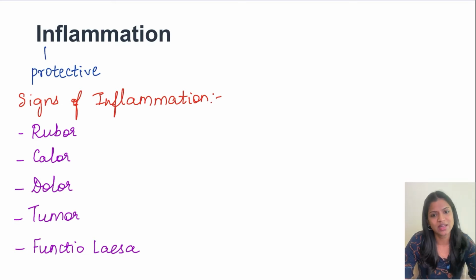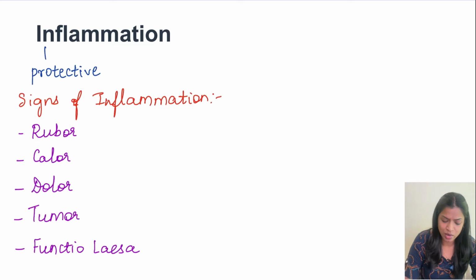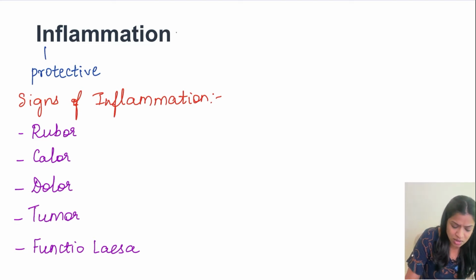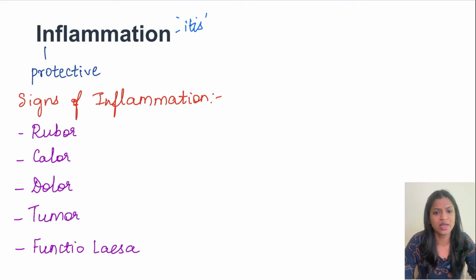So, normally when there is an injury, it is going to be removed by the body by a process called inflammation. In medical terminology, we use the term itis as a suffix when we are mentioning inflammation. Suppose there is an inflammation in the meninges, we will call it meningitis. Suppose there is inflammation in the joint, we call it arthritis, and so on.